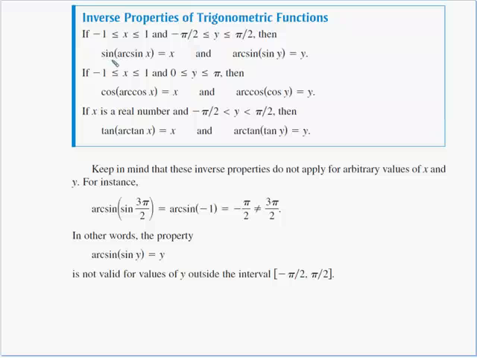Now let's look down at arc cos. It starts out the same. If x is a number between 1 and -1, and y is some angle between 0 and pi.